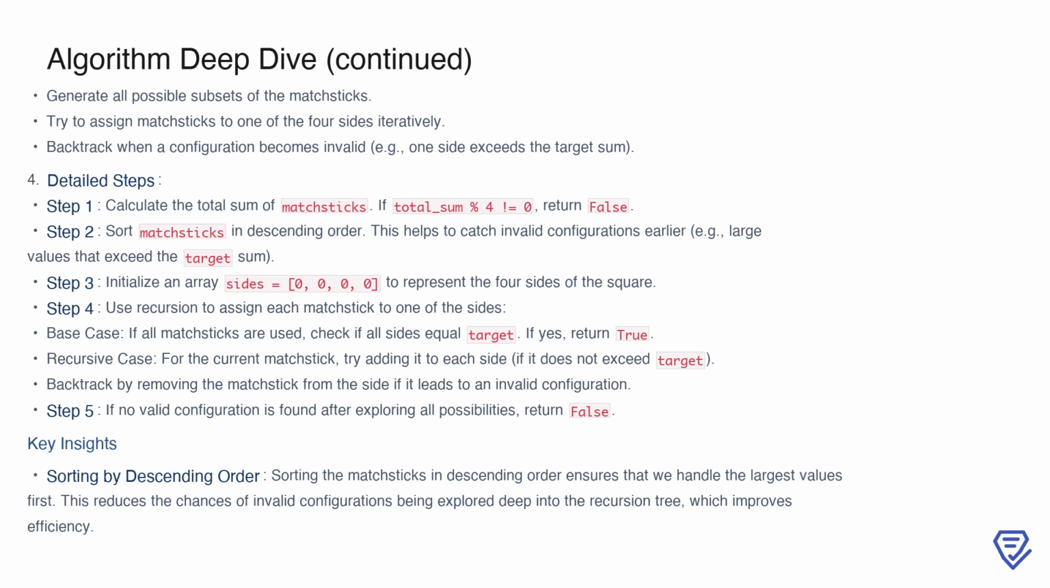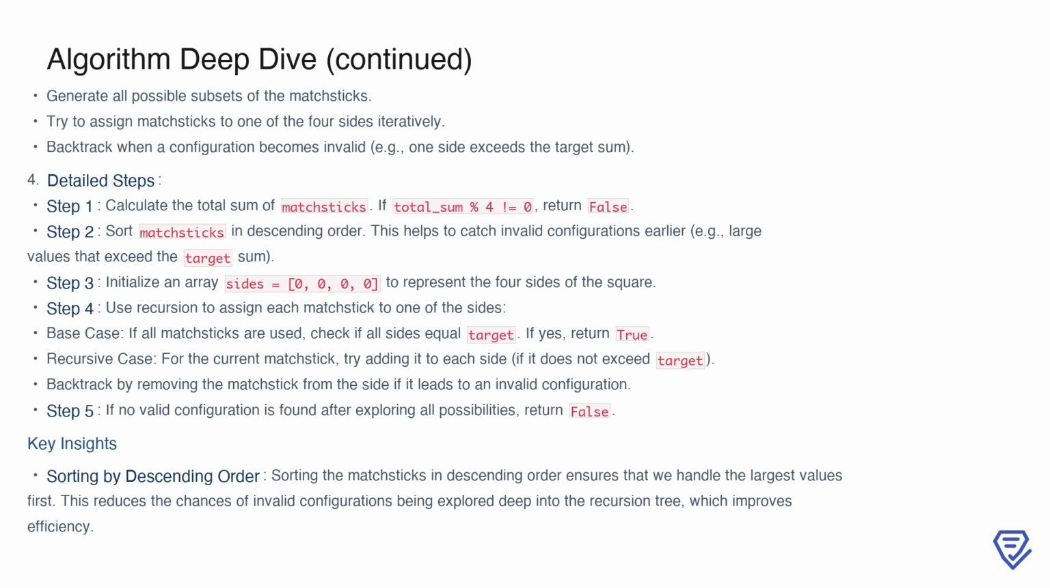Using recursion, we attempt to assign each matchstick to one of the sides. The base case for the recursion is when all matchsticks have been assigned. At that point, we check if all 4 sides are equal to the target length. If they are, we return true. Otherwise, we proceed with the recursive case, where we try to add the current matchstick to each side in turn, as long as it does not exceed the target length. If adding a matchstick leads to an invalid configuration, we backtrack by removing it and trying the next possibility. If no valid configuration is found after exploring all possibilities, we return false.